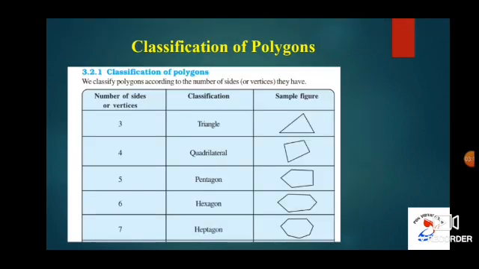We'll move on to the next one. We'll see how to classify a polygon. We can classify polygons based on the number of sides or number of vertices they have. Suppose the number of sides is 3, then you call that polygon a triangle. If it is 4, then it is a quadrilateral. If it is 5, then it is a pentagon. If it is 6, then it is a hexagon. If it is 7, it is a heptagon. If it is 8, it is an octagon. If it is 9, it is a nonagon. If it is 10, it is a decagon. So you can classify the polygons based on the number of sides they have.